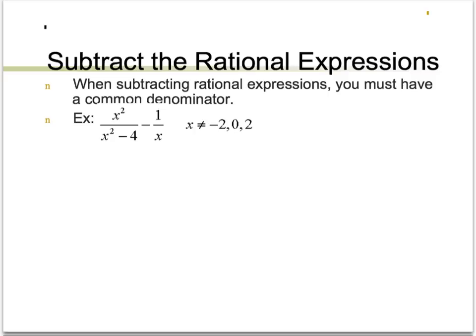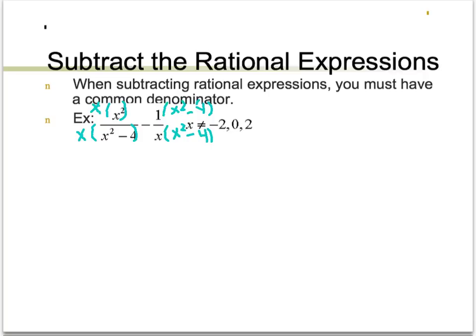It's going to be the same type of process for subtracting. You have to have a common denominator. And I look at the denominators of each of these rational expressions and I notice that they are not the same. So in order to make these denominators the same, what I can do is multiply this denominator by x, because that's what's in the other one. That means I have to also multiply the top by x. And then on this one I can multiply by an x squared minus 4, and an x squared minus 4 in the numerator also.